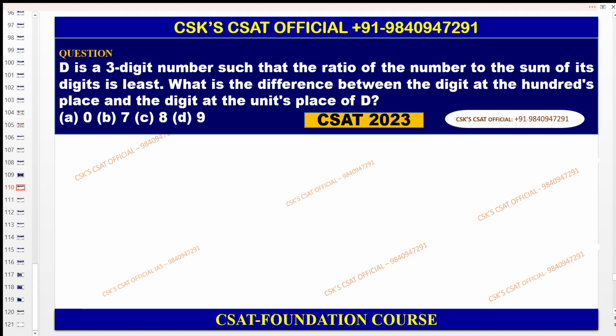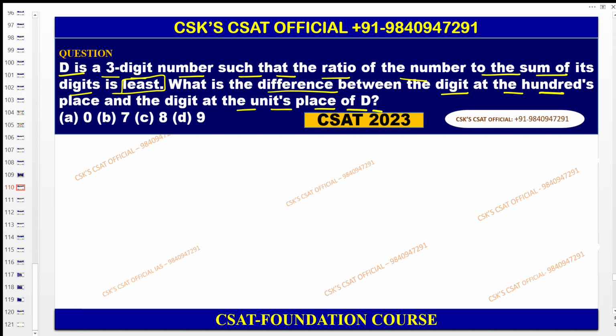So here the question is: D is a 3-digit number such that the ratio of the number to the sum of the digits is least. Please take this one, this is the least. What is the difference between the digit at the hundred place and digit at the unit place of D?